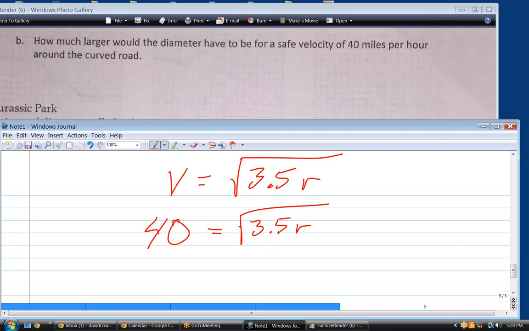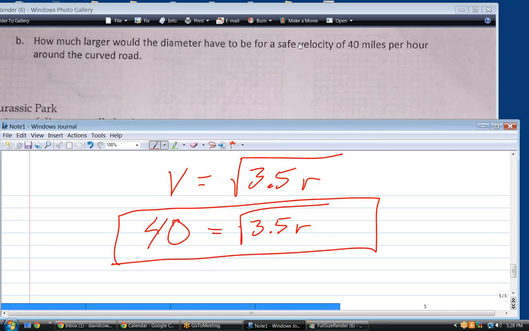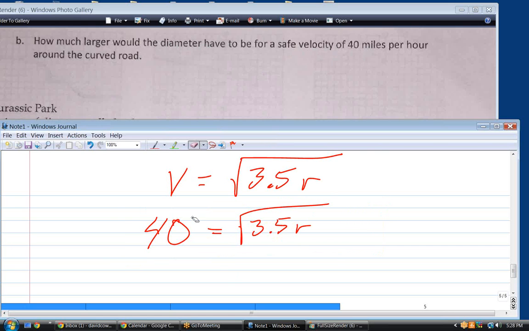So you plug in 250, right? No. We're solving this equation. I plugged in 40 for V because that's what it says. What kind of diameter would there have to be so that we could safely go 40 miles an hour around that curve? So we've got to solve this equation. How do I solve this equation? Okay. And the final step?